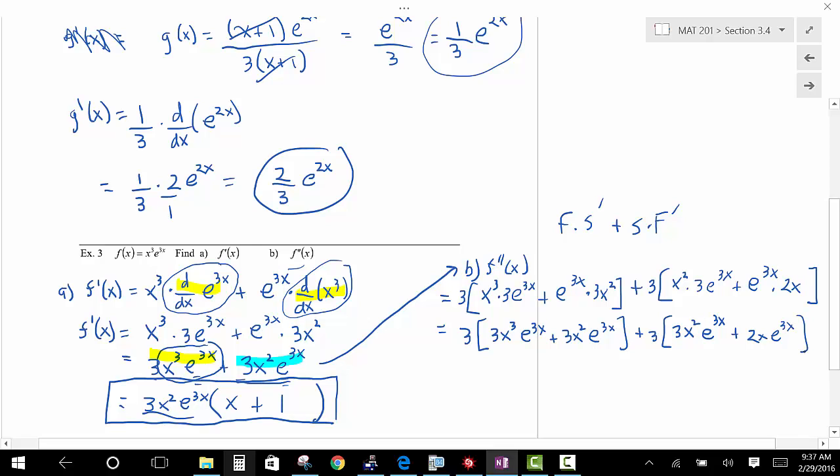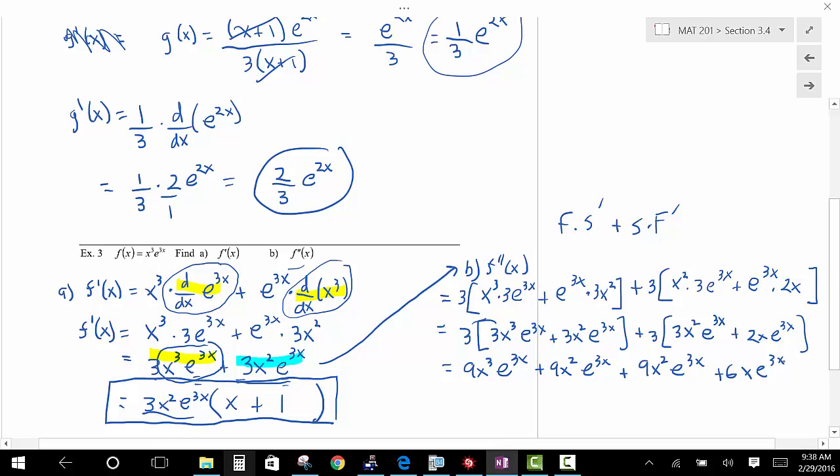Okay, and there's a tendency students want to stop there, and you don't want to stop there. You can go through and do a lot more things. So one thing you could do is you could multiply it out, and you're going to probably have possibly some like terms. So let's just do it like this. So that would be 9x to the third e to the 3x. And then 3 times 3, that would be 9x to the second e to the 3x. And then this would be 9x to the second e to the 3x there. And then plus 6x e to the 3x like that.